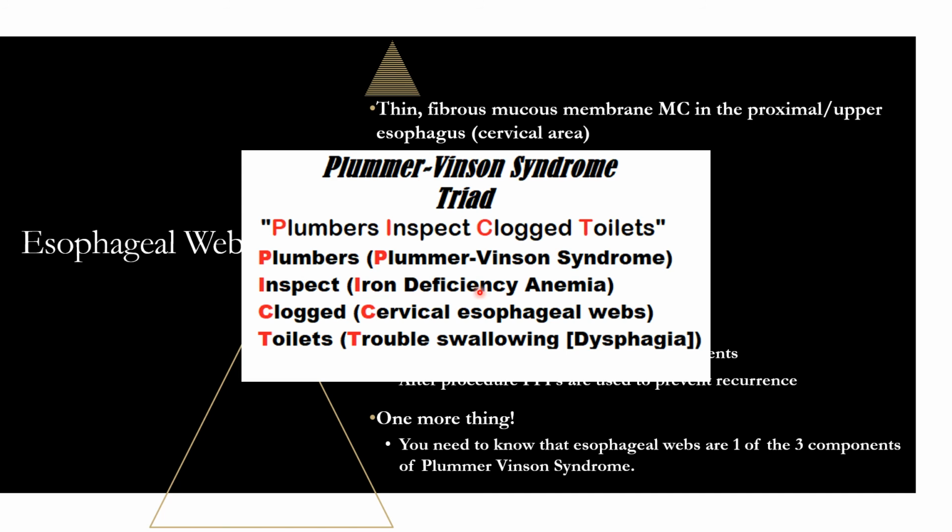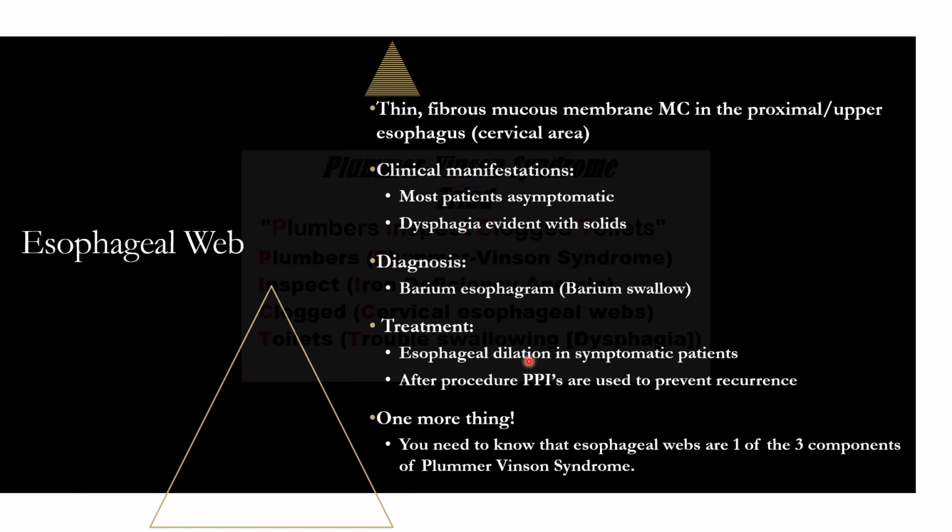INSPECT stands for iron deficiency anemia. CLOGGED stands for cervical esophageal webs, and then TOILET stands for trouble swallowing, or dysphagia. So Plummer-Vinson syndrome is going to be Plummer's inspect clogged toilets: inspect, iron deficiency anemia; clogged, cervical esophageal webs; and toilets, trouble swallowing, or dysphagia.